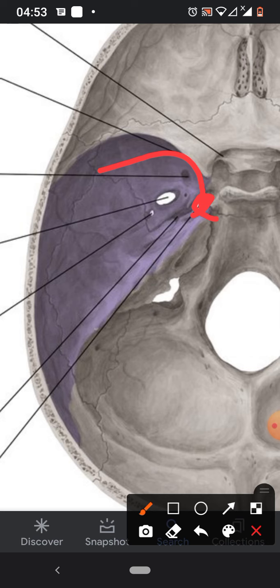The lesser petrosal nerve and the deep petrosal nerve are uniting and forming another nerve, which is basically the nerve of the pterygoid canal. So in this foramen two nerves are uniting and one nerve is forming, and this nerve is basically just crossing this canal and going beyond it.